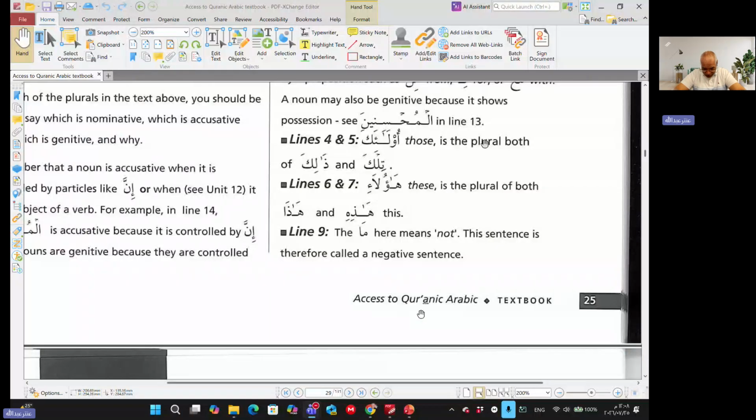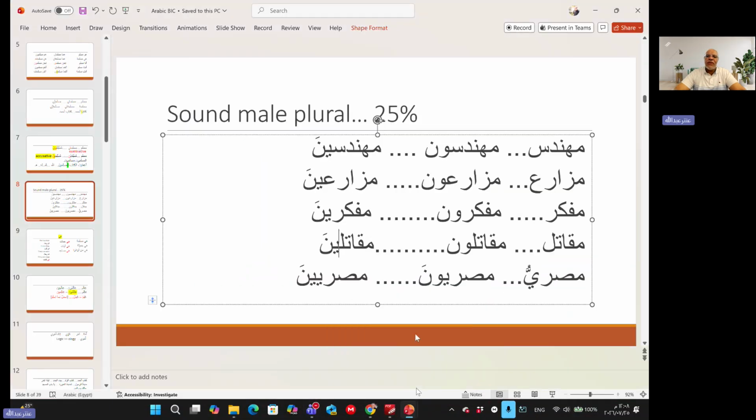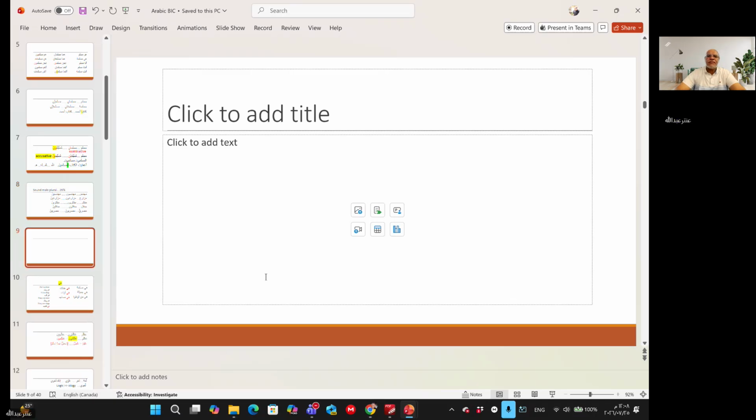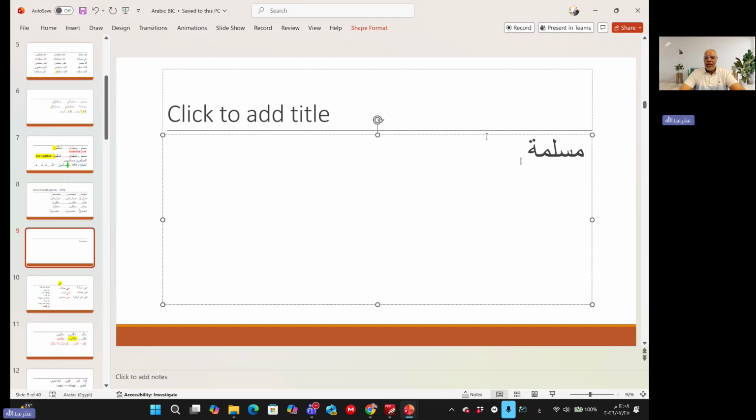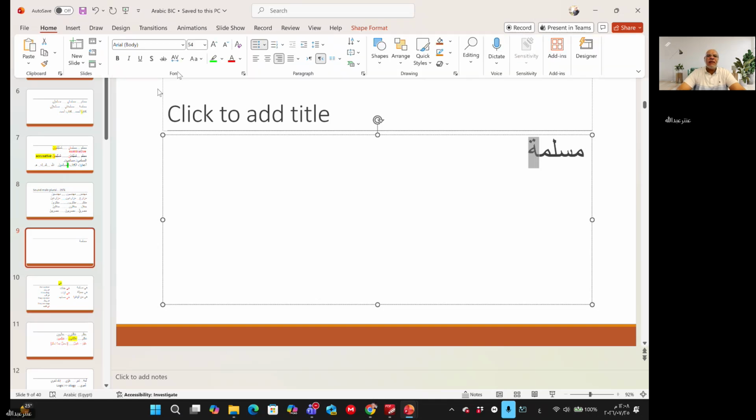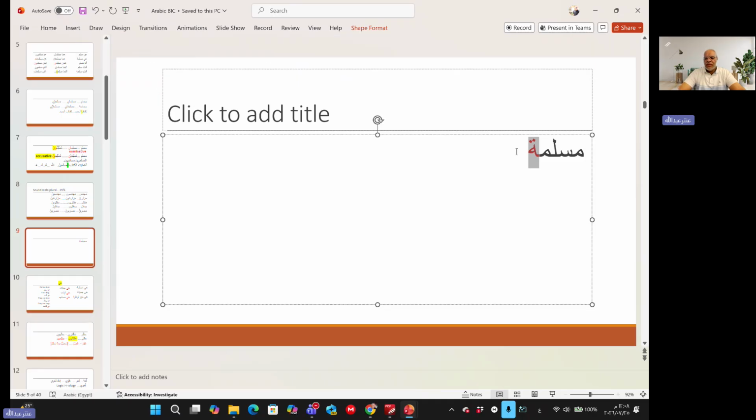Okay, so we are back, inshallah. Now let's go to the female plural. So we start with Muslima, right? The word Muslima is singular, female. How do you know that it is female? فتاة مربوطة. Okay. Muslima means a singular female Muslim. What is the dual of it? Muslimatani or Muslimatayni. Okay, it depends on the case.